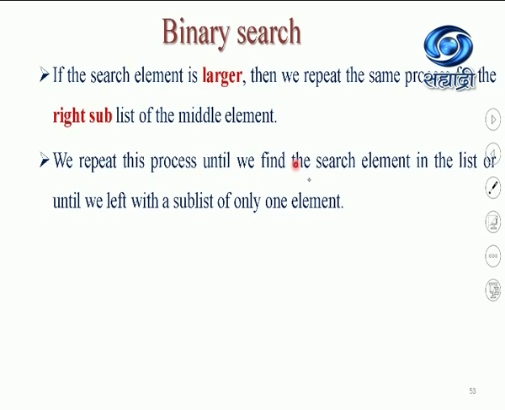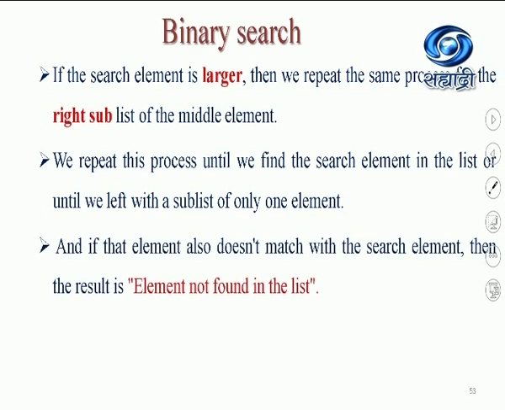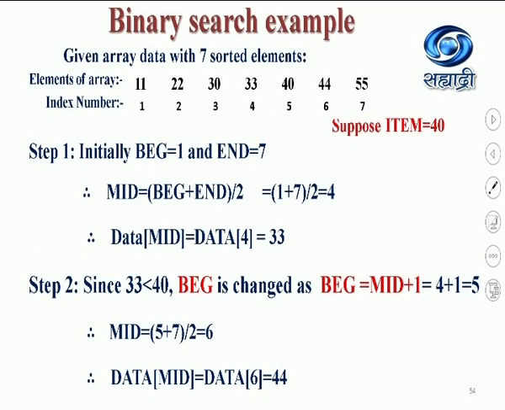We repeat this process until we find the searching element in the list, or until we are left with a sublist of only one element. We are going to repeat these steps till we have only one element in the list. Otherwise, if lower bound is not equal to upper bound, then we have to repeat these steps. And if that element also doesn't match the search element, then the result is element not found in the list. It means the key element is not present in the given array. At that time your search is unsuccessful.